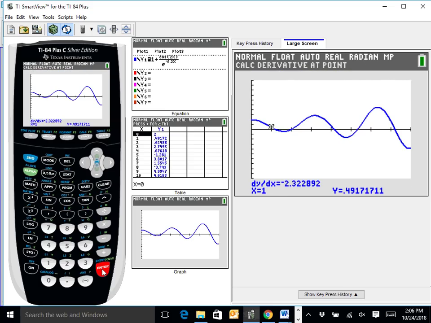Make sure you're reporting, if your calculator is like mine, dy dx equals negative 2.322, or you could put negative 2.323. Don't report these numbers. That's not what this is about. If you have one of the black and white ones, it'll only give you dy dx equals. Okay? So this is the answer we want right here. So we're going to report that on our paper as negative 2.323.